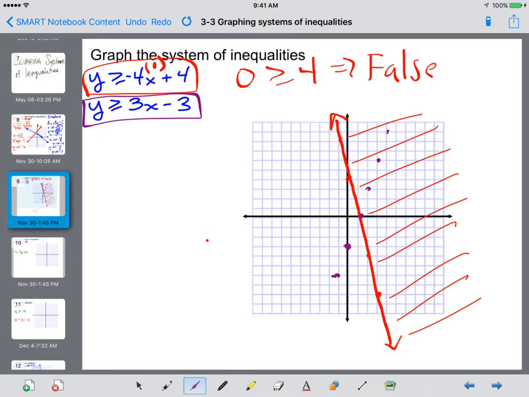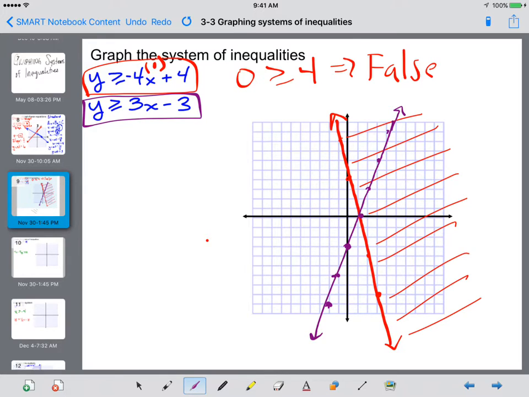Now, when we graphed regular equations, we only had one answer, where the lines crossed. When we have a system of inequalities, we need a shaded region that they cross.